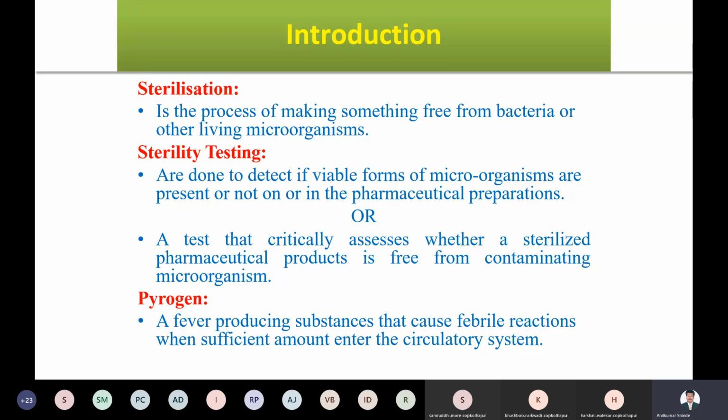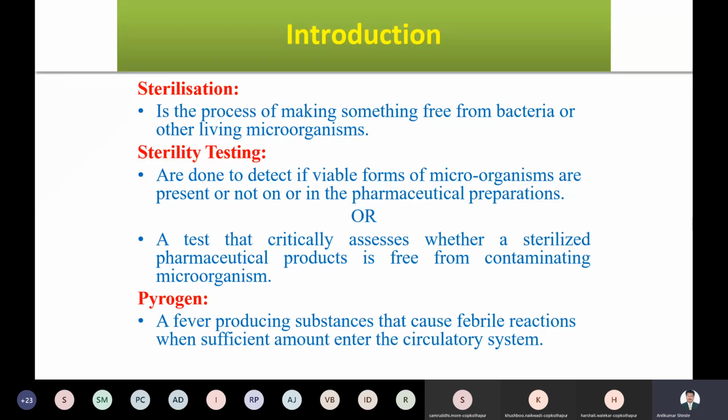With this process, we can use sterilizing equipment. So what are the sterilizing equipments? Maybe a hot air oven is one of these, or autoclaving, or filtration. These are the processes. But sterilization is a process of making something free from bacteria or other living organisms. Understand it?